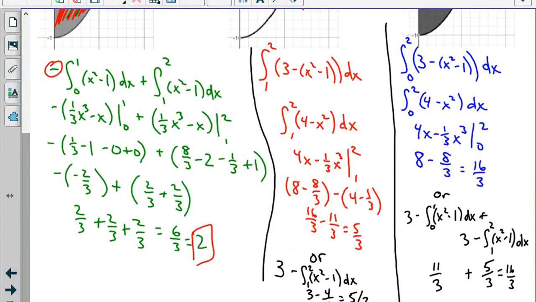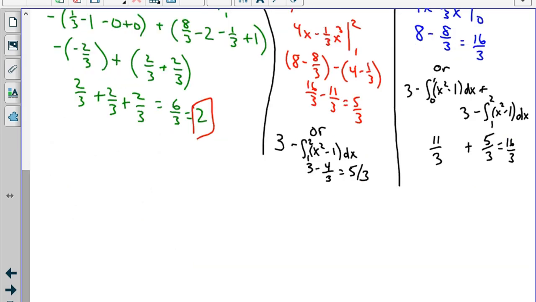If I take the integral from 1 to 2 of the function 3 minus x squared minus 1, that simplifies to 4 minus x squared. I take the antiderivative of that, which is 4x minus 1/3 x cubed. Do that from 1 to 2. I do a little substitution, I solve, and I get 5/3.